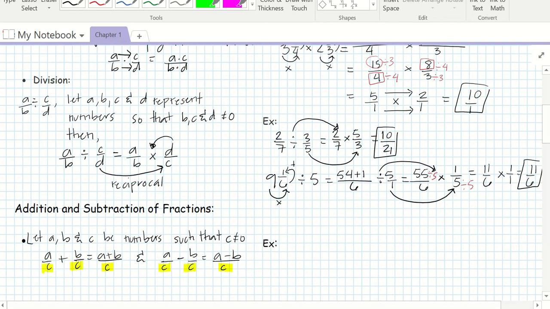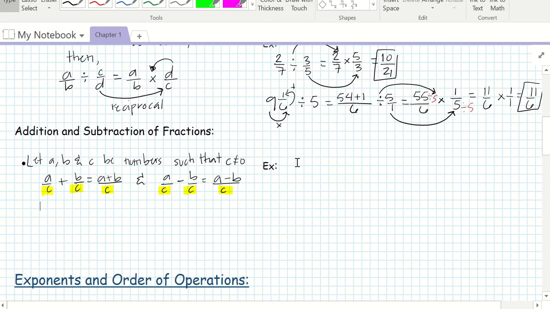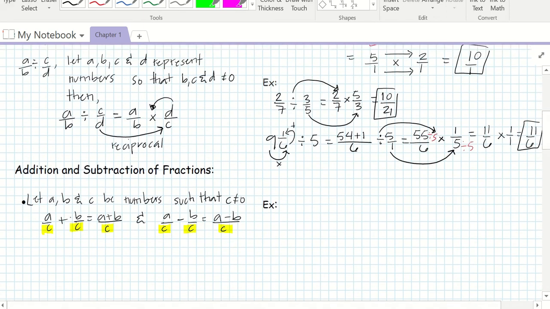And that's the important part of addition and subtraction of fractions. We need to have the same denominator. If we do not have the same denominator, we cannot add or subtract the fractions. So I'm going to go ahead and make a note on that. They call this a common denominator, in order to add or subtract fractions.